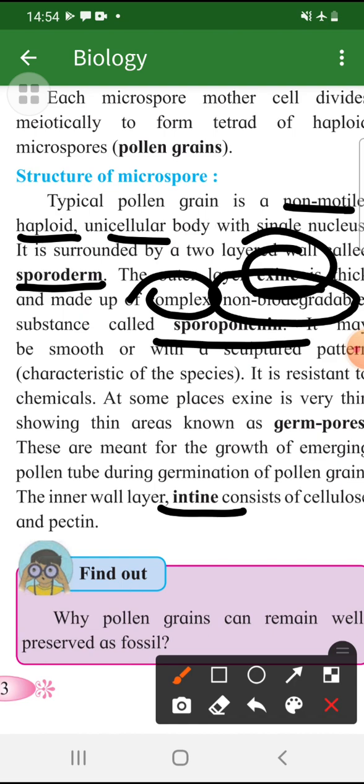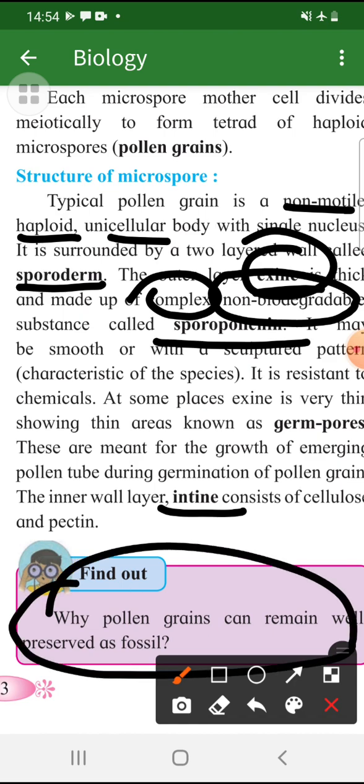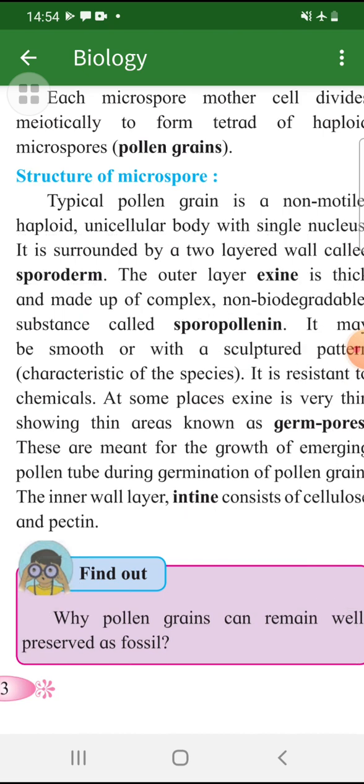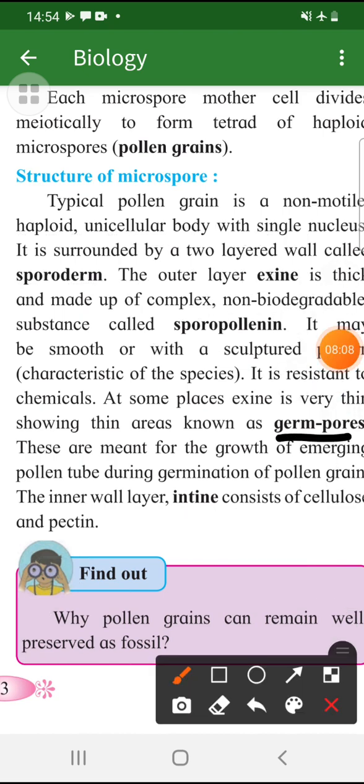Non-biodegradable. So इसका answer, there's a question here. Why pollen grains remain well preserved as fossil? तो क्योंकि कितना भी climate change हो जाए, कितना भी time गया, but this outer cover does not change at all. So that's why they say that it is non-biodegradable, right? And it has got at some places little layer जहाँ कम होती है परत. You call that area germ pore, and germ pore is for the proper development of pollen tube during germination.